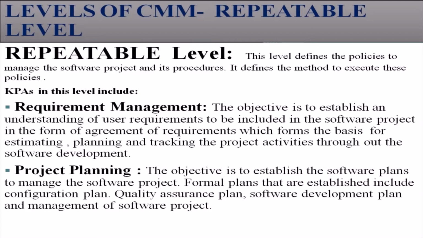Requirement management: the objective is to establish an understanding of user requirements to be included in the software project in the form of an agreement of the requirements, which forms the basis for estimating, planning and tracking the project activities throughout the software development. Project planning: the objective is to establish software plans to manage the software project, and the formal plans that are established include the configuration plan, quality assurance plan, software development plan, and management of the software project.